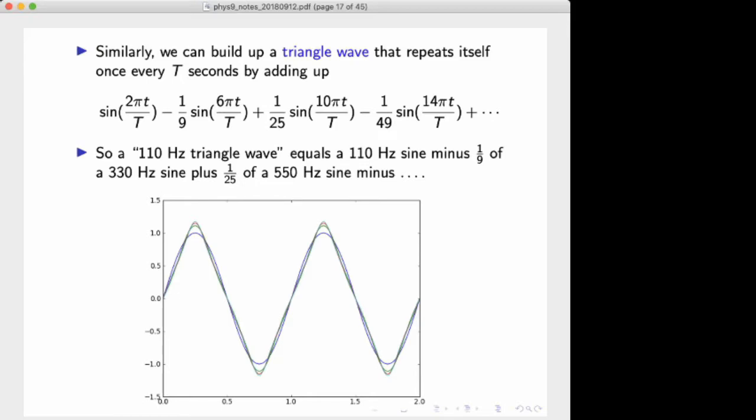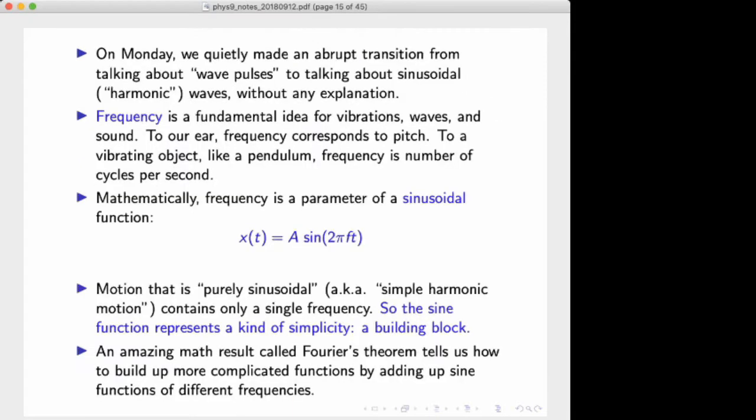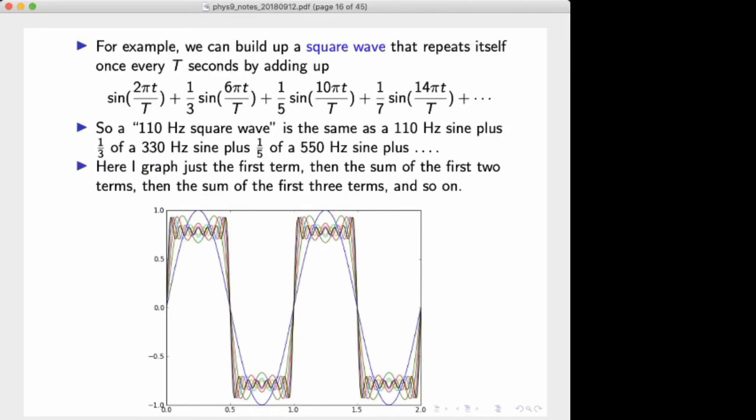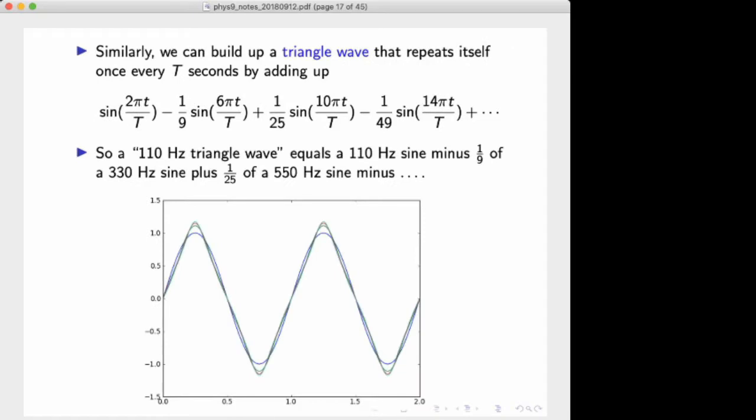So what that means is, if you take the sine wave all by itself, you can see on the blue curve here, there's only one frequency. If you take the square wave, you have the higher frequencies, and their weights die out pretty slowly, like 1/3, 1/5, 1/7. If you take the triangle wave, the higher frequencies' weights die out much more quickly, 1/9, 1/25, 1/49.